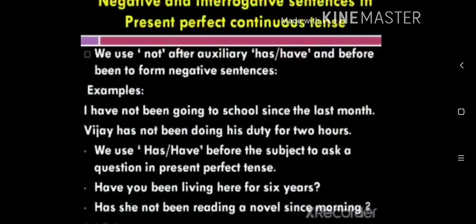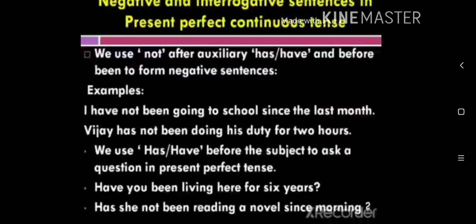Negative and interrogative sentences in the present perfect continuous tense. We use not after auxiliary has or have, and before been to form negative sentences. Examples: I have not been going to school since the last month. Vijay has not been doing his duty for 2 hours. So these were the examples of negative sentences.